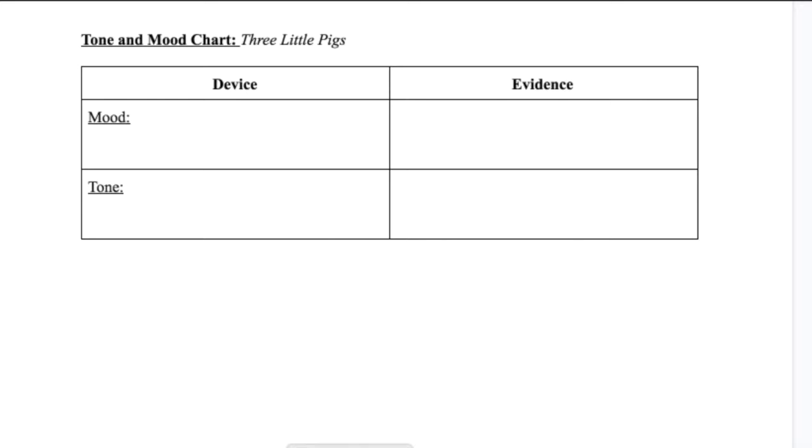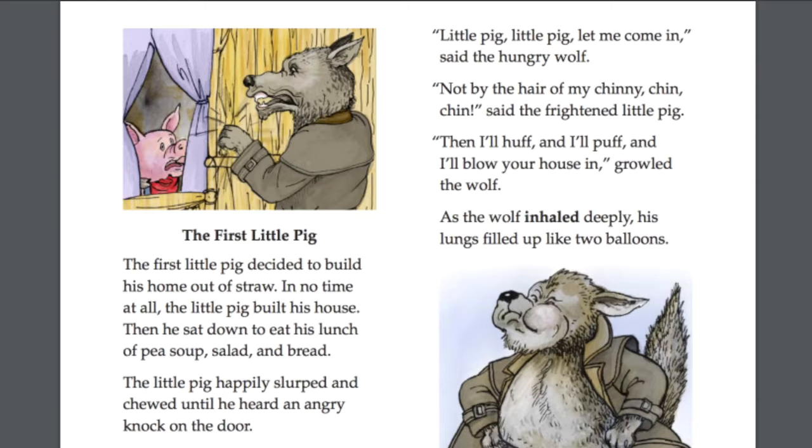So as you can see, our chart has two headings, and that reads device, which means it can either be mood or tone because these are two literary devices. Our other column reads evidence, which is where we are going to state evidence from the text that tells us what the mood and tone is of the story. So we're going to read an excerpt from The Three Little Pigs, and it is going to be when the big bad wolf is blowing down a house. So we're going to read the right side of the page.